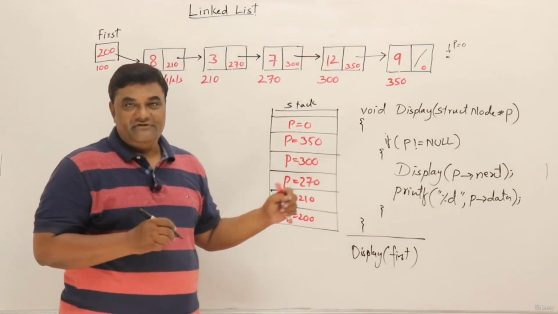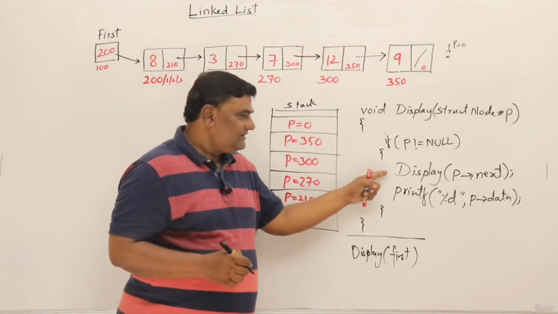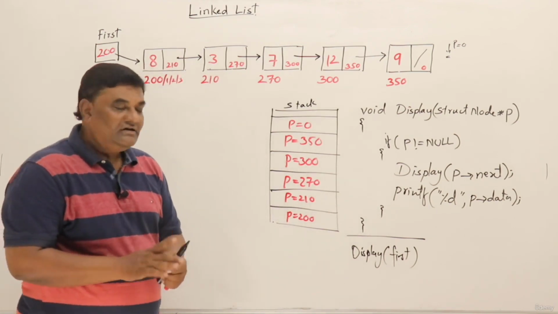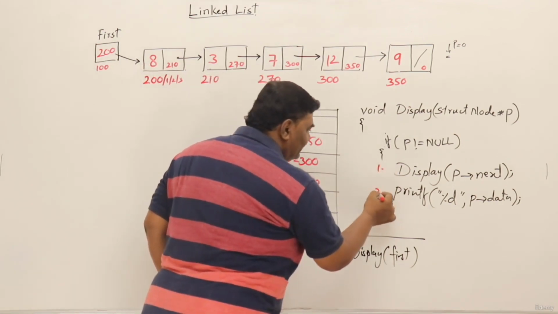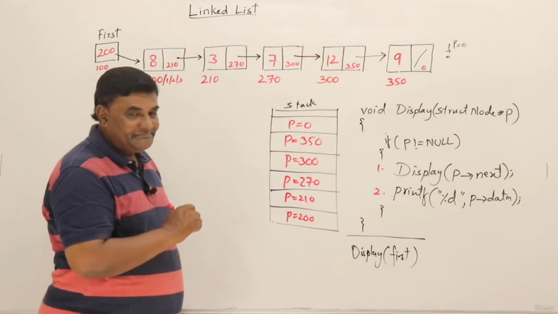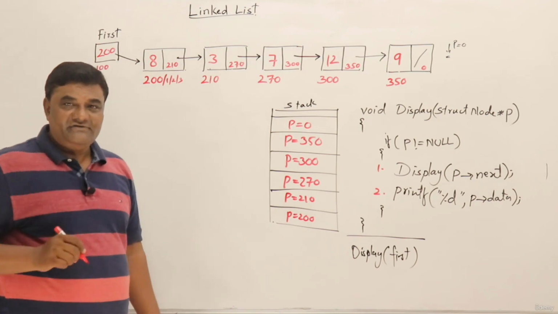Now this is a different function. First it is calling itself recursively, then printing the element in a node. So this is the first step and this is the second step. What happens if this change is made? Let us trace this one.